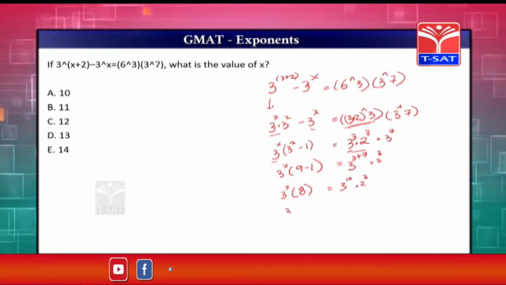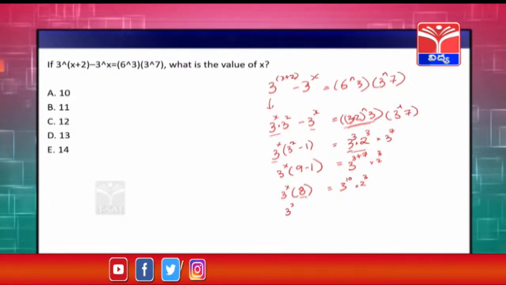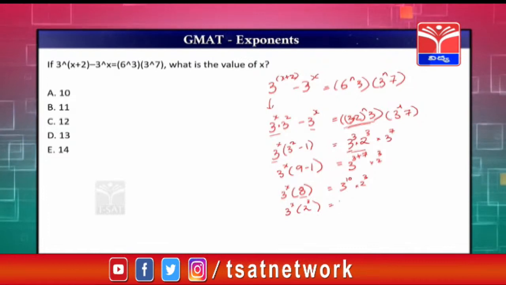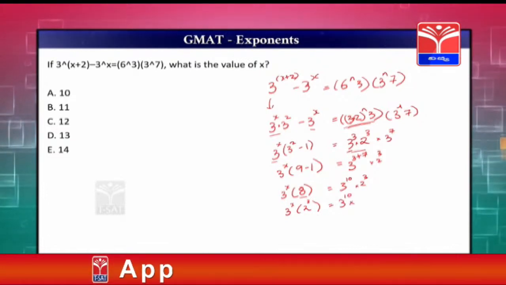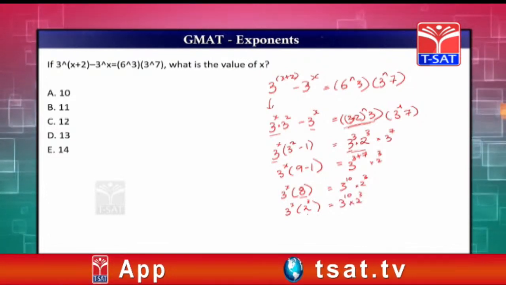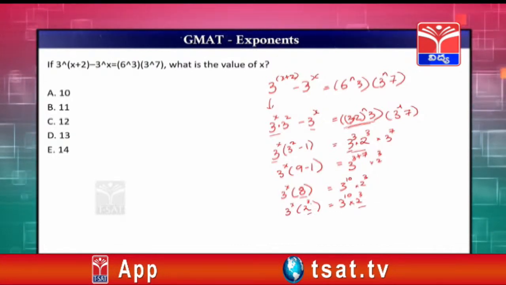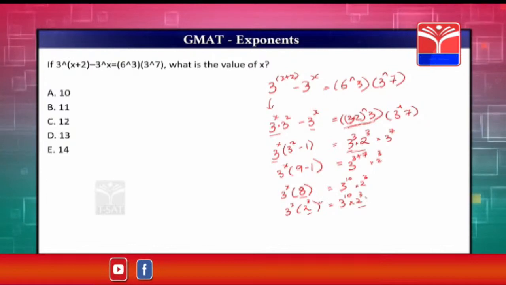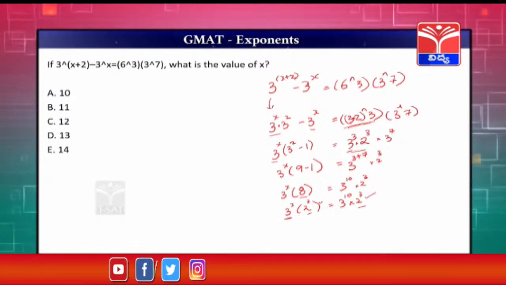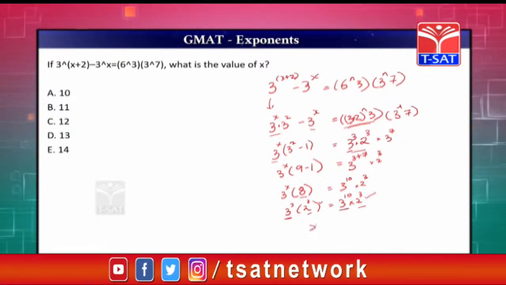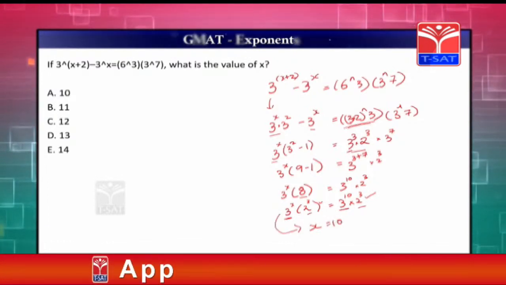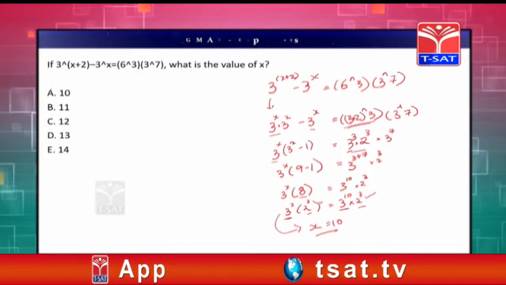So, here you can write 8 as 2 cube. 8 is nothing but 2 raised to the power of 3. When you equate it to 3 to the power of 10 into 2 to the power of 3. Here, when the bases are the same, you can equate the powers. Here the power of 2 is perfectly matched already. We are only left with 3 to the power of x is 3 to the power of 10. That means that x is equal to 10, which is option A.